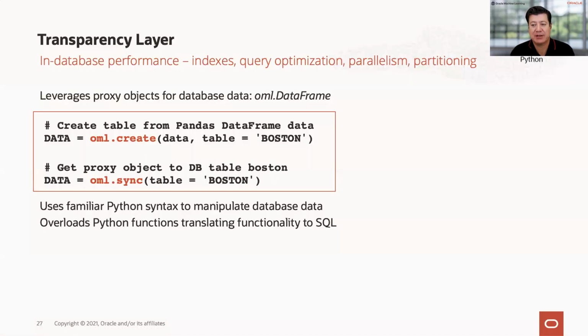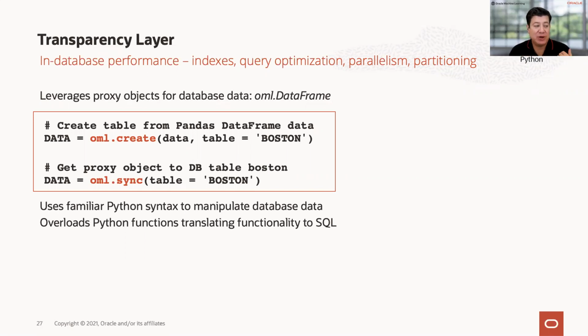Okay. So the transparency layer, basically that's running in-database, taking advantage of the in-database components that run in parallel and very fast on the Oracle database by using simple commands that in Python you would use as pandas, right? Against a standard pandas data frame. So for example, you can do OML create. You can say data table equals X. As long as that data is a pandas data frame, it's actually going to be pushed to the database and it's going to be created there.